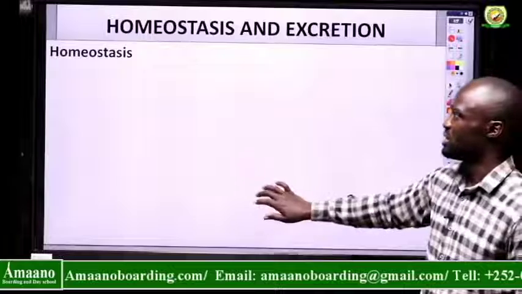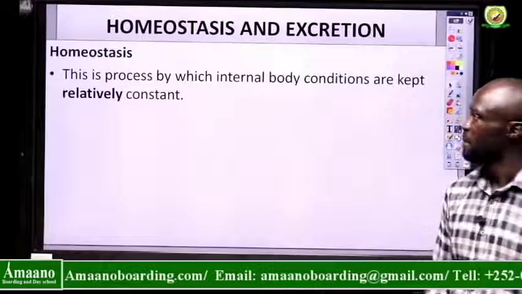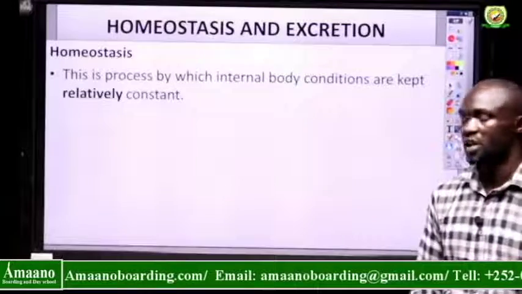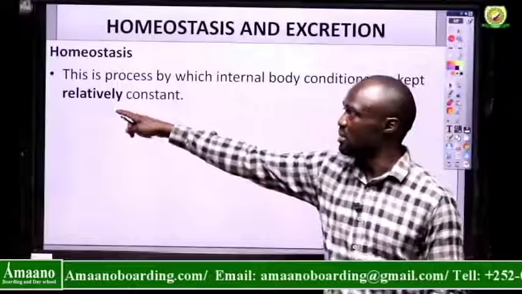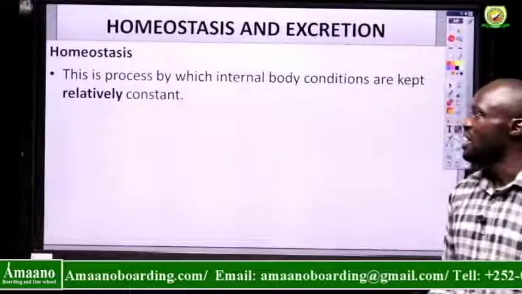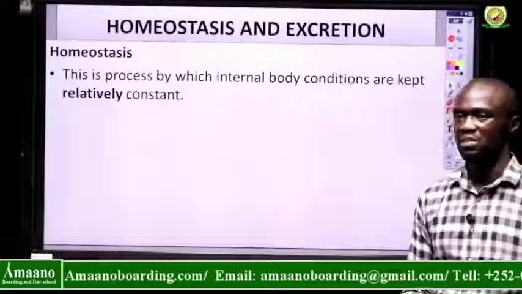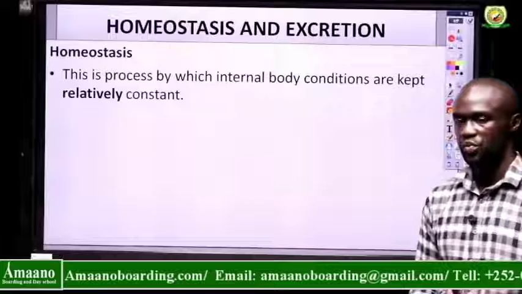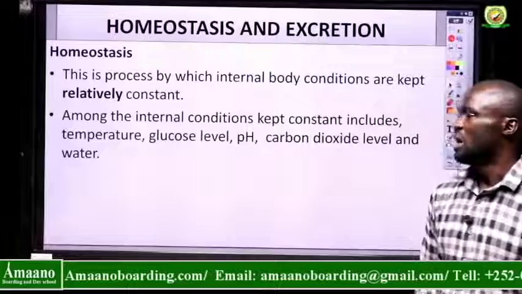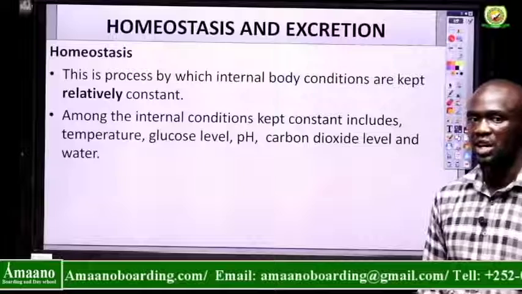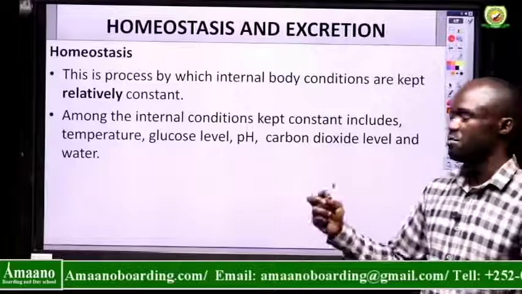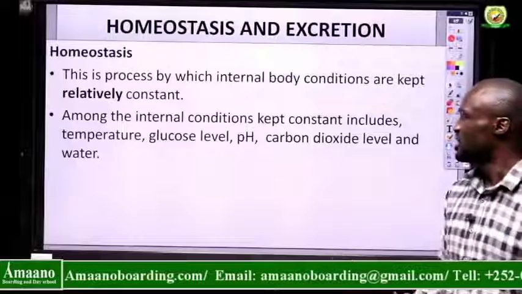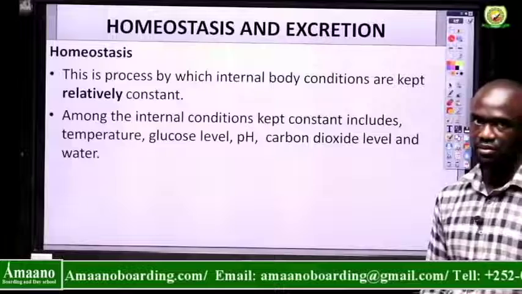When we talk about homeostasis, we mean the process by which internal body conditions are kept relatively, you see this term, relatively constant. They may not be constant, but there is a deviation, but close to a constant range. Among the internal conditions that are kept constant, we have temperature, glucose level, pH, carbon dioxide level, and water.